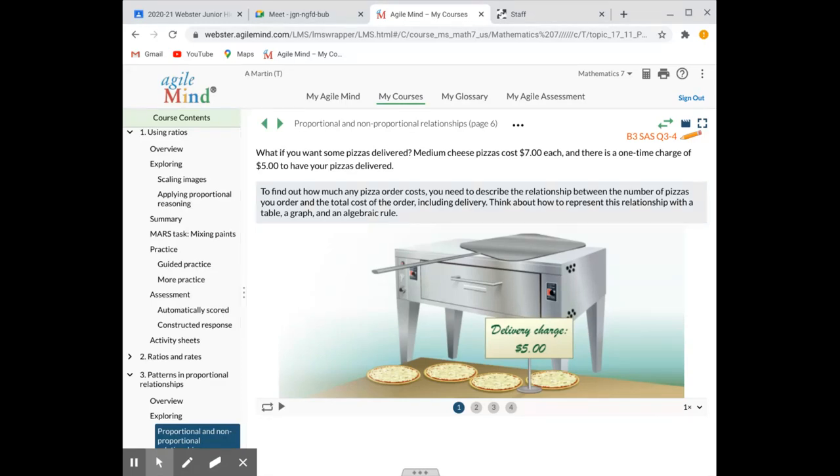All right. So, Miss Layla, would you read this for us, please, ma'am? The whole question? What if you want some pizzas delivered? Medium cheese pizzas cost $7 each, and there's a one-time charge of $5 to have your pizzas delivered. To find out how much any pizza order costs, you need to describe the relationship between the number of pizzas you order and the total cost of the order, including delivery. Think about how to represent this relationship with a table, a graph, and an algebraic rule.